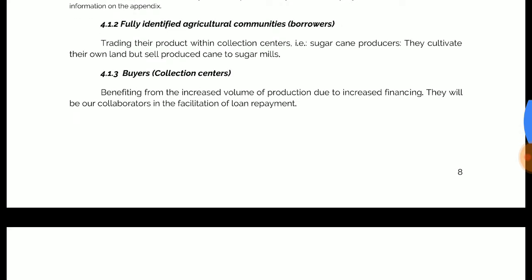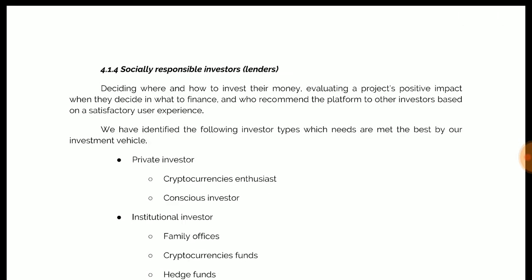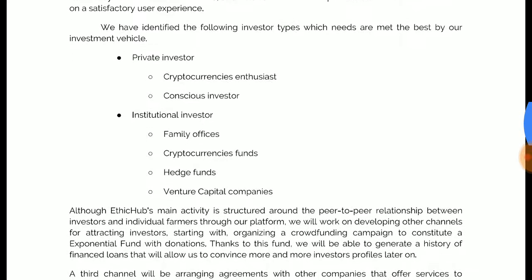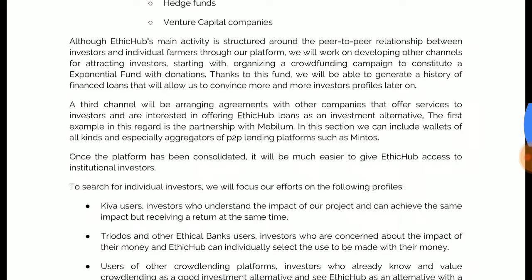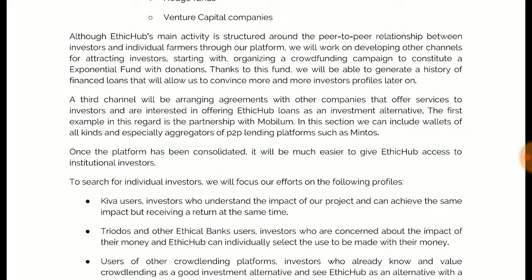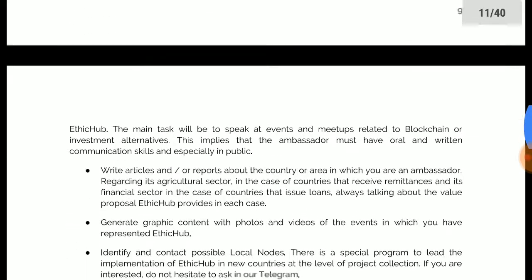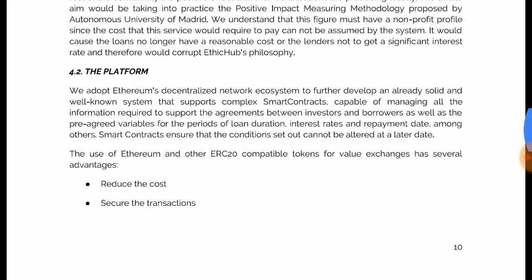centers, buyers benefiting from the increasing volume of production due to increased financing, and socially responsible investors deciding how to invest their money, evaluating a project's positive impact when they decide what to finance, and who recommend the platform to other investors based on satisfactory user experience. Private investors, institutional investors, and also a third channel arranging agreements with other companies that offer services to investors and are interested in offering EthicHub loans as an investment alternative. These are some advantages of the EthicHub platform.